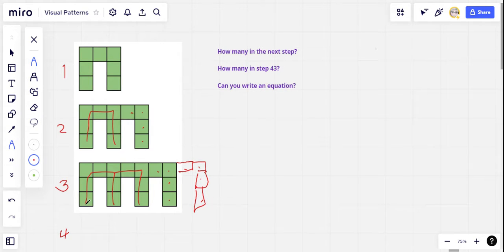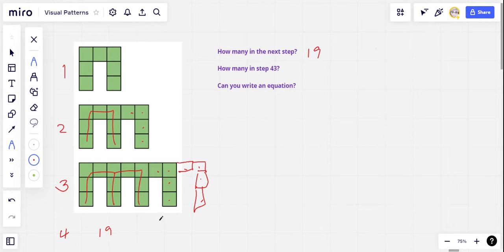So in step 4, that would be, let's see, 1, 2, 3, 4, 5, 6, 7, 8, 9, 10, 11, 12, 13, 14, 15, 16, 17, 18, 19. Looks like 19 in step 4, so that's my prediction. I'm going to write that down here.